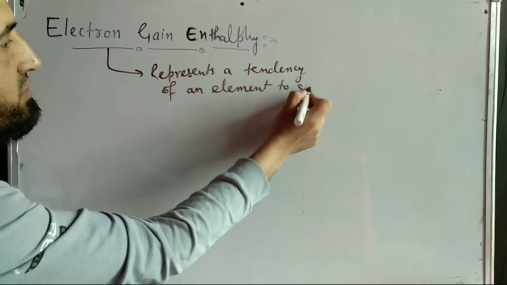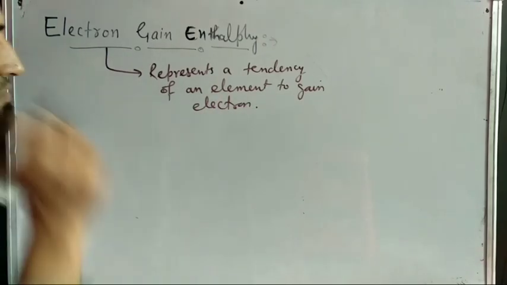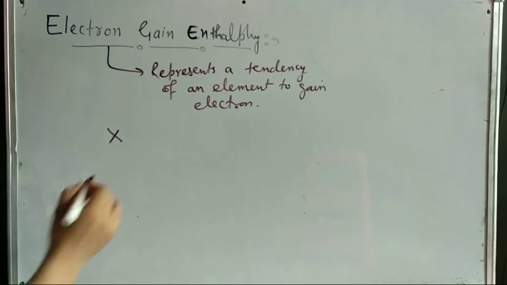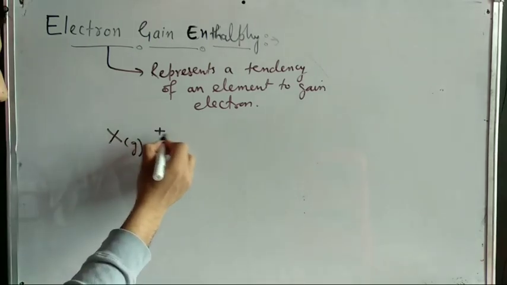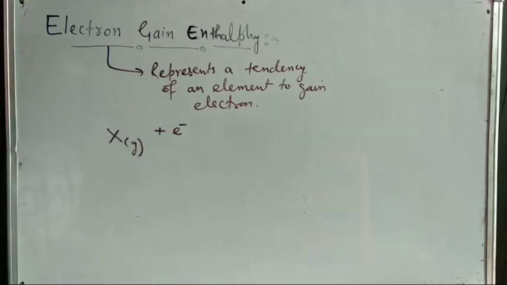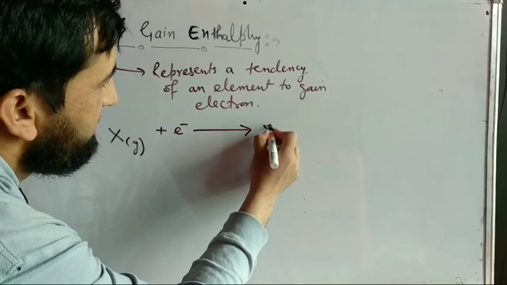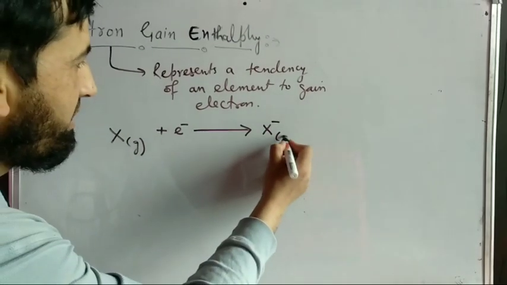to gain electrons. For example, let X be a neutral gaseous atom. Now if we add an extra electron to this neutral gaseous atom, it results in the formation of a negatively charged ion, known as an anion. So it will form the X negative ion.